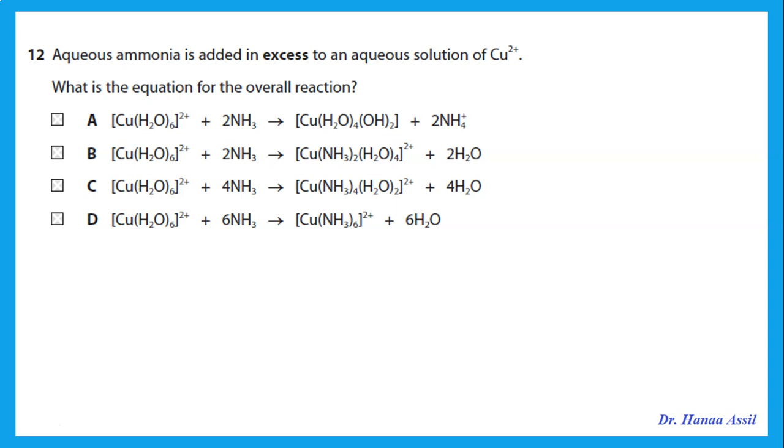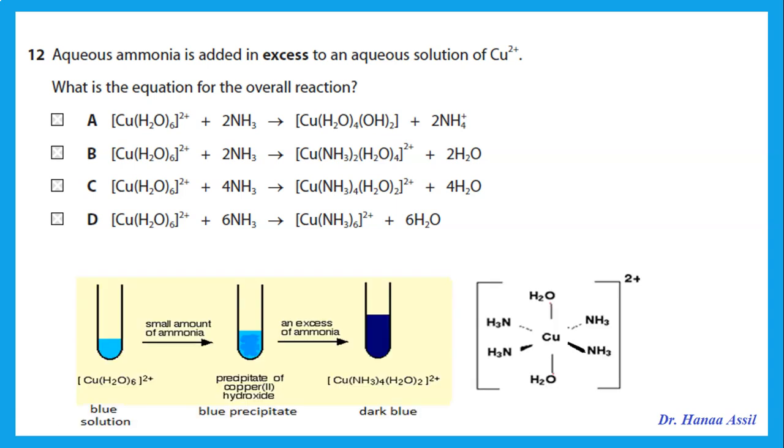Aqueous ammonia is added in excess to an aqueous solution of copper 2+. What is the equation for the overall reaction? So we're adding excess ammonia. Remember, copper 2+ in solution is a blue solution. When we start to add a small amount of ammonia, it gives a blue precipitate of copper 2 hydroxide. If we add excess, then we have the copper ammonia complex with 2 water. That is a dark blue solution. So that is choice C.